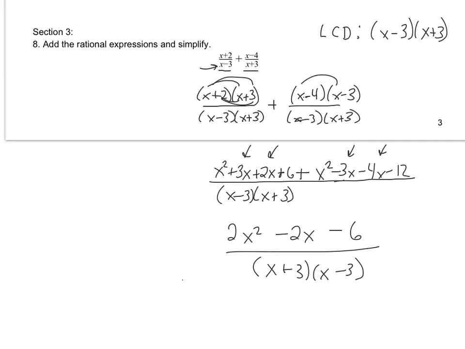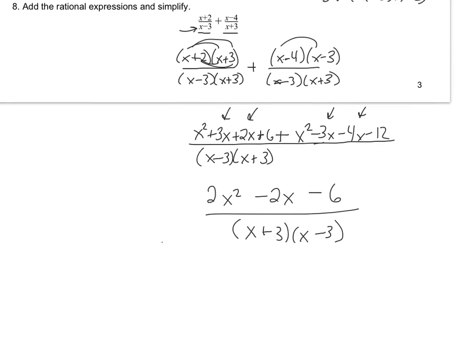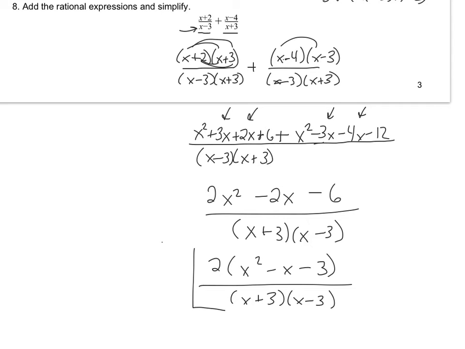Now I can try to factor the top and see if it'll reduce. They both are even, so that could possibly factor. You could take a 2 out, x squared minus x minus 6, or minus 3. But there are no numbers that multiply to negative 3 and add to 1, so this would just be our sum. The key thing to adding and subtracting is making sure the bottoms are the same, and then adding the tops after you put whatever is missing on the bottom onto each top.